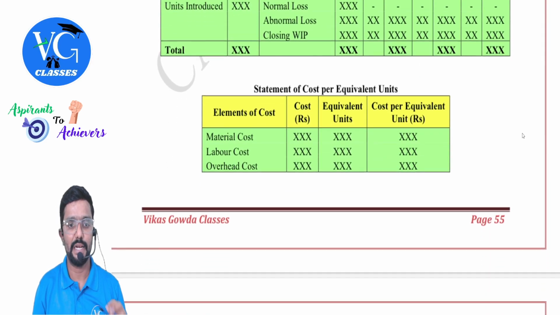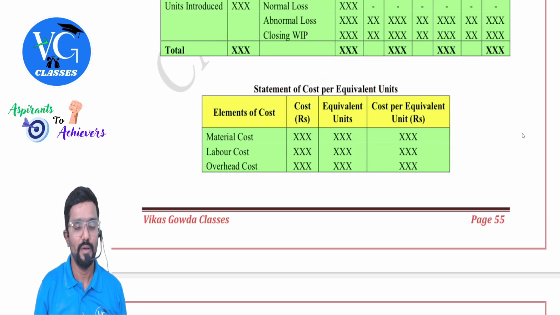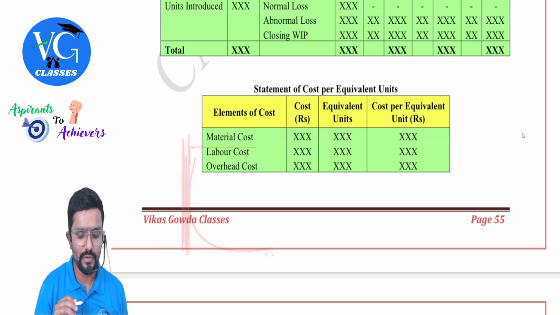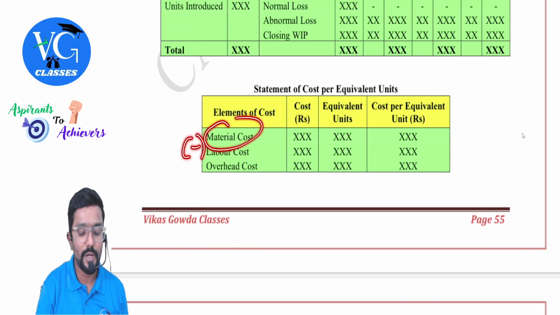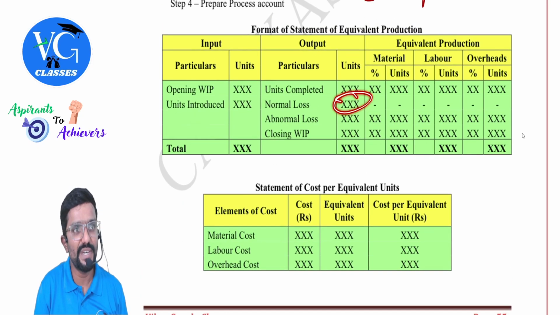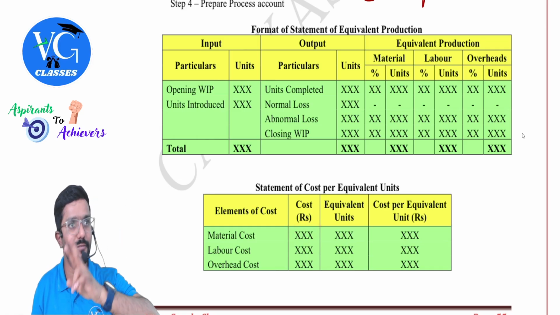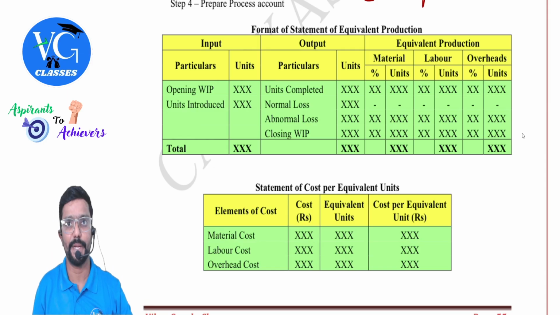Take it to the next calculation. Statement of cost per equivalent unit. What do we do? Take each of the material, labor, overhead cost. And if there is any scrap value of normal loss units, reduce it from material cost. If you are getting any scrap value for these normal loss units, reduce it from where? Material cost. Take the net, that is material cost minus scrap value of normal loss units.